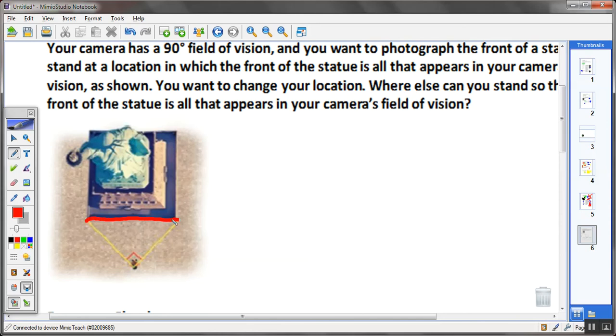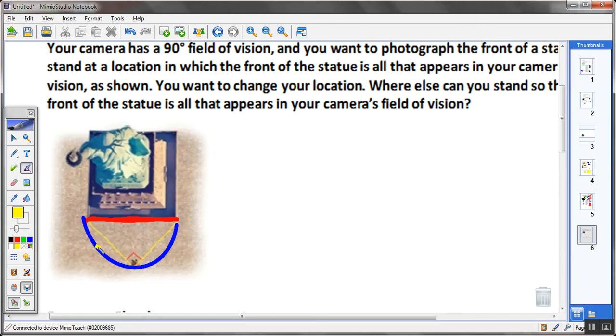So the whole front of the statue is what I want to see, right, kids? What they're saying is where could I stand so that I get the whole front of the statue? Well, no matter what, kids, that's just going to come from being on that circle. No matter where I move to. If I move here, let's just say I move right here. Whew, isn't this like a semicircle here, kids?